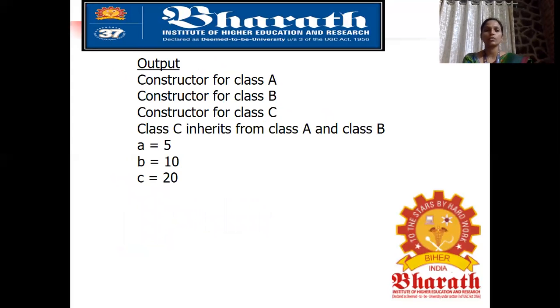So look at the output. Constructor for class A, constructor for class B, constructor for class C. Class C inherits from class A and class B. A is equal to 5, B is equal to 10, C is equal to 20.